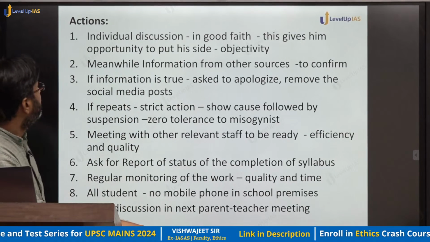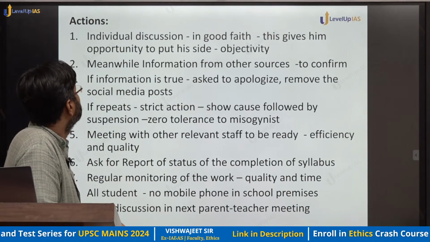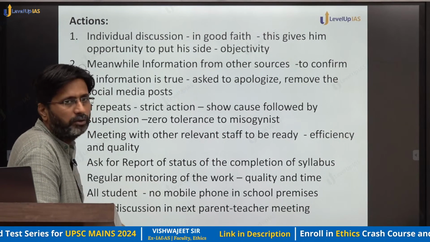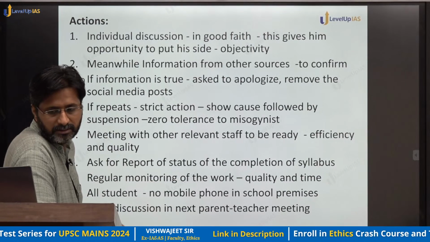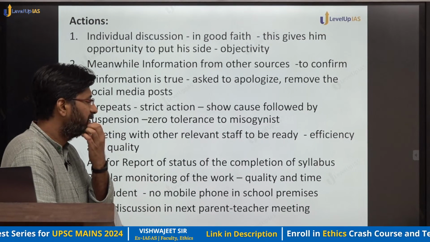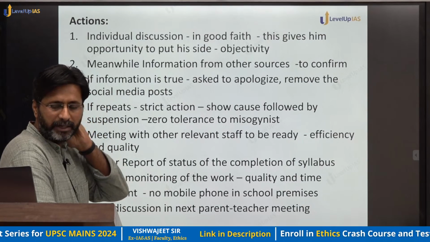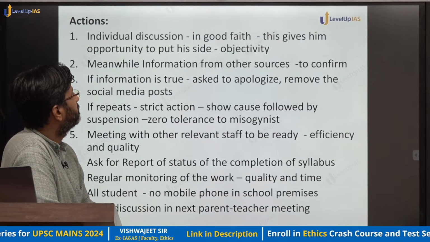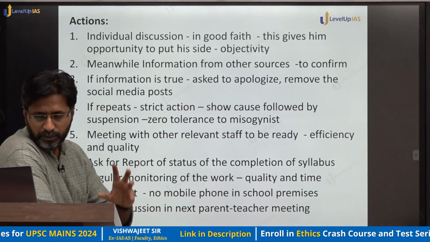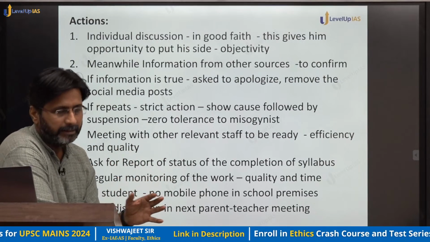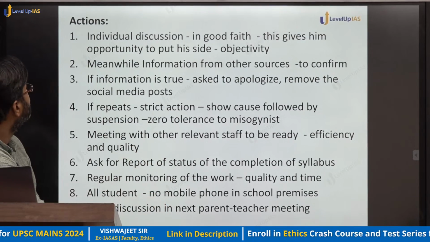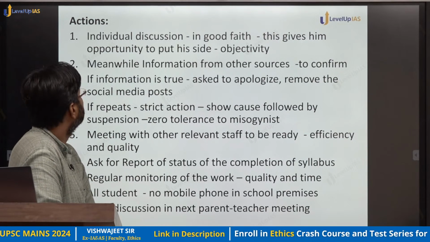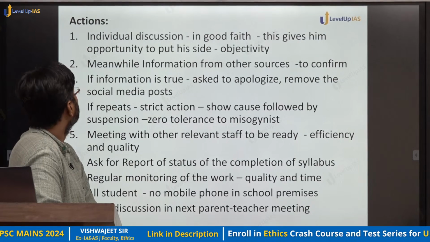Anyway, individual discussion in good faith, so these are the actions. I will talk to him in good faith if this is the case, because removing the social media post and talking to him is much better, because it's a different thing. Although he has done misogynist and other things, he has not done anything directly with respect to his professional life. There is an impact indirectly on the students, but not directly. This gives him an opportunity to put his side objectively. Meanwhile, get information from other sources to confirm.